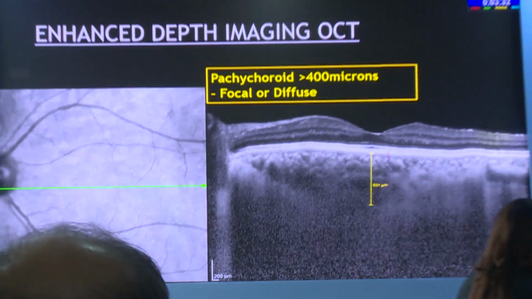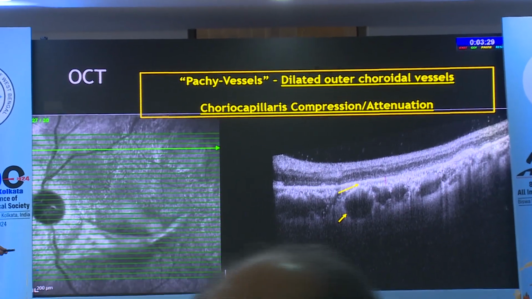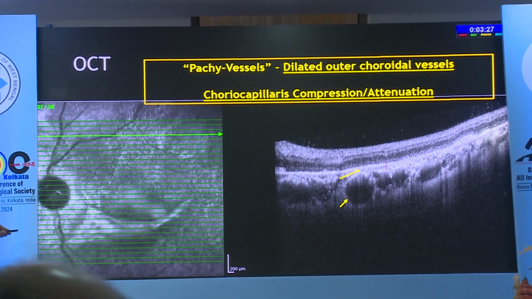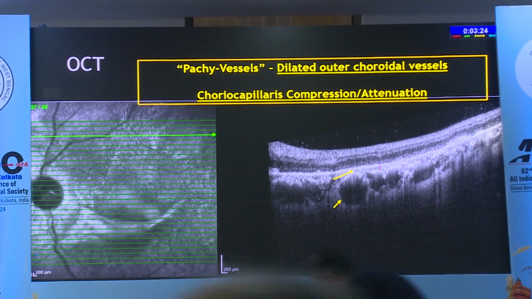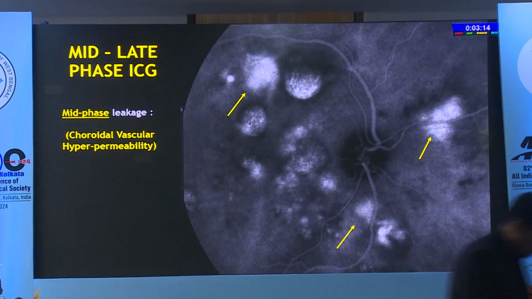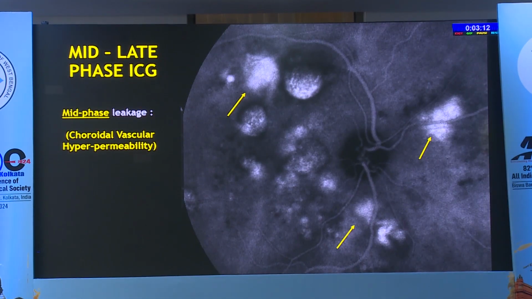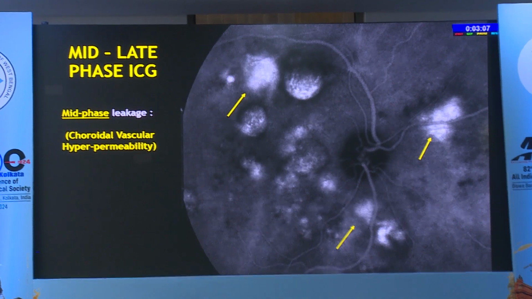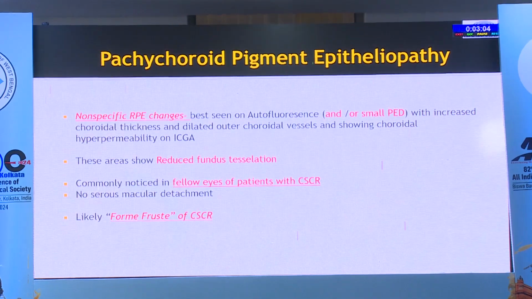Common to all of these, the imaging features are reduced fundus tessellation and a thick choroid, usually more than 400 microns in thickness, and dilated outer choroidal veins or pachy vessels with compression of the overlying choriocapillaris. On ICG early phase, you see early delayed filling of the choroid and the dilated outer choroidal veins or pachy vessels. In the mid phase of ICG angiography, areas of choroidal vascular hyperpermeability are seen. So these are the imaging features common to all these diseases.